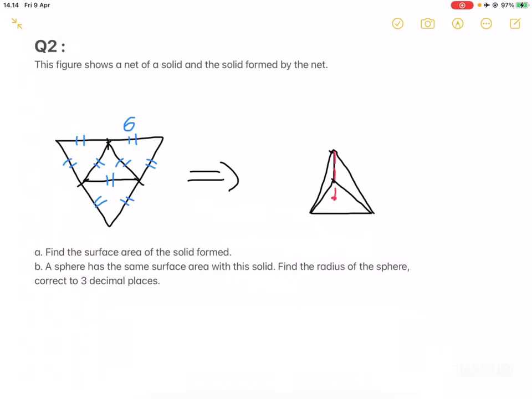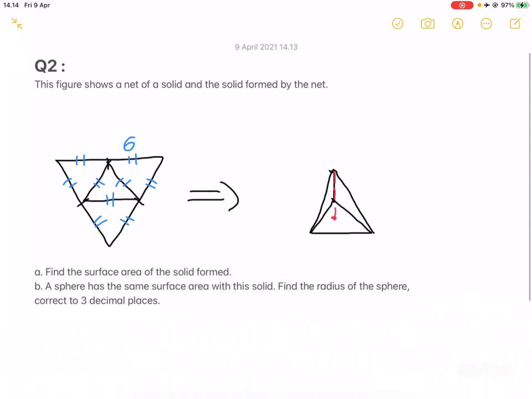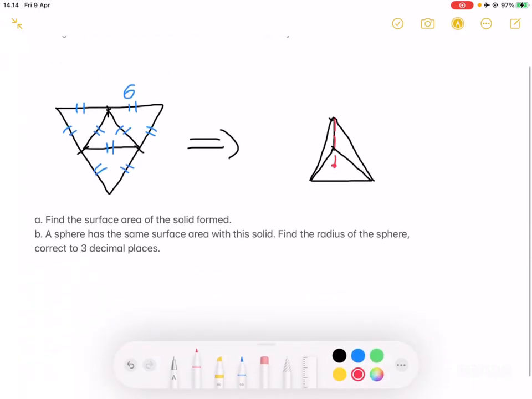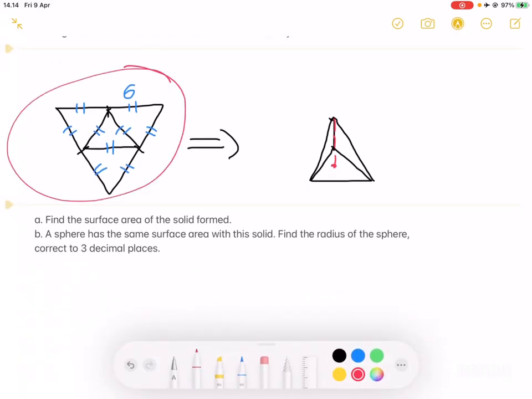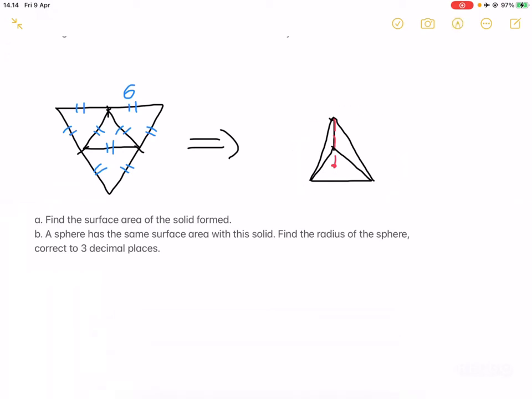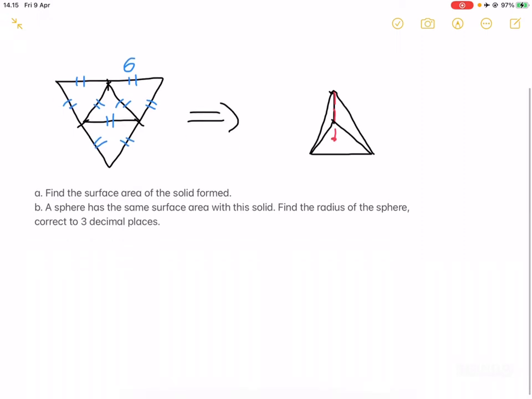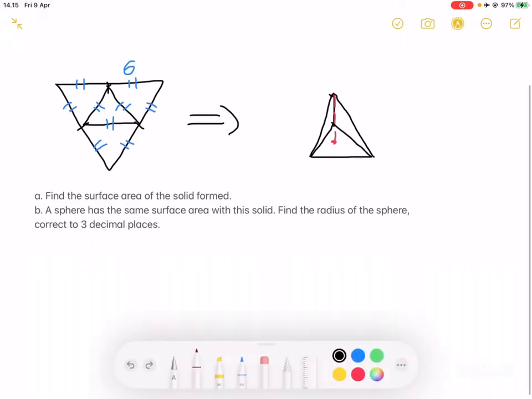Well, for question 2, this figure shows a net of a solid and the solid formed by the net. So the net is on the left hand side right here, and the solid form is the right hand side. And the solid looks like a triangular pyramid with its base being an equilateral triangle. Find the surface area of the solid formed. So let's just do part A first.